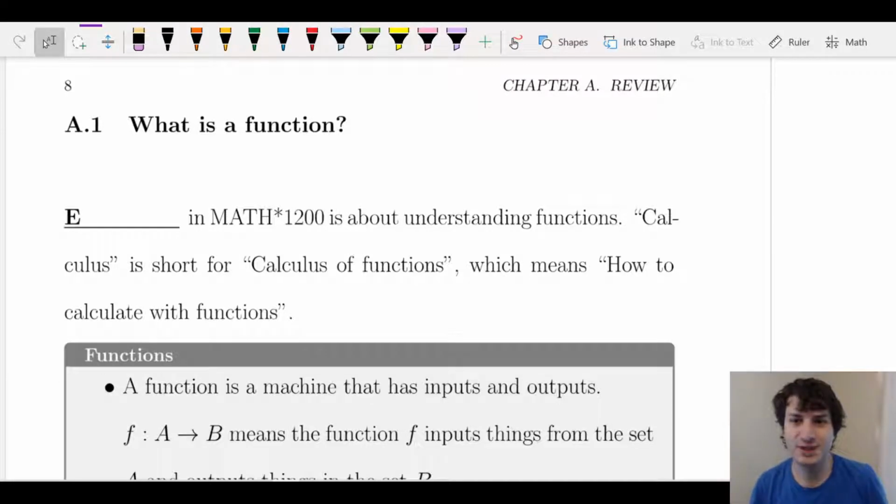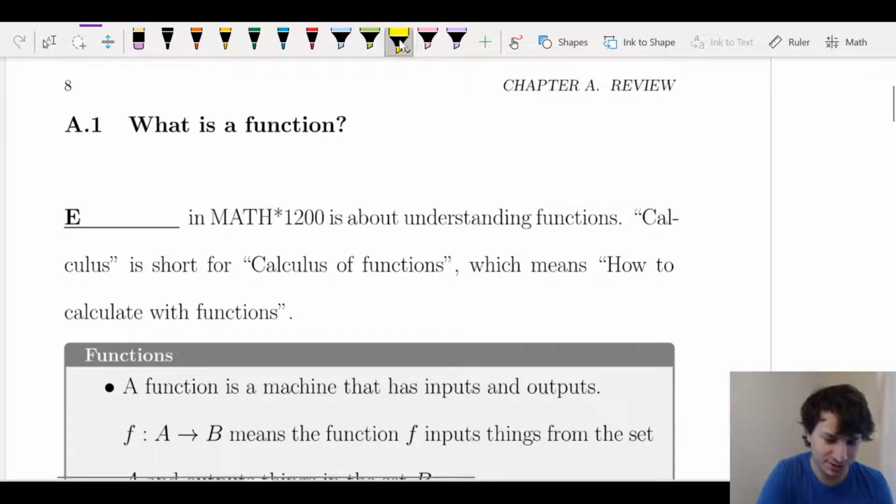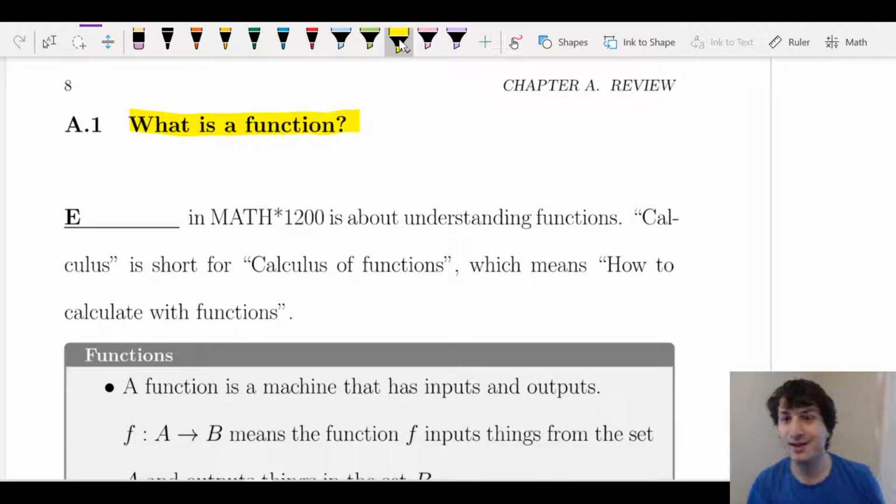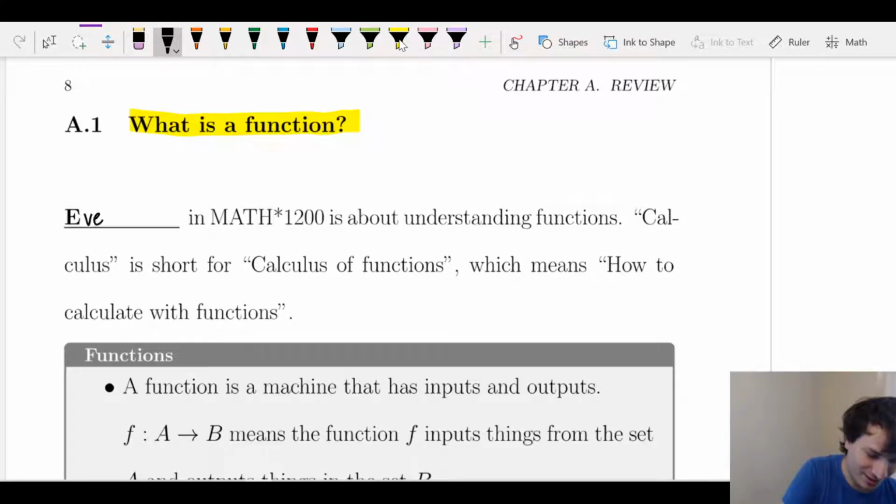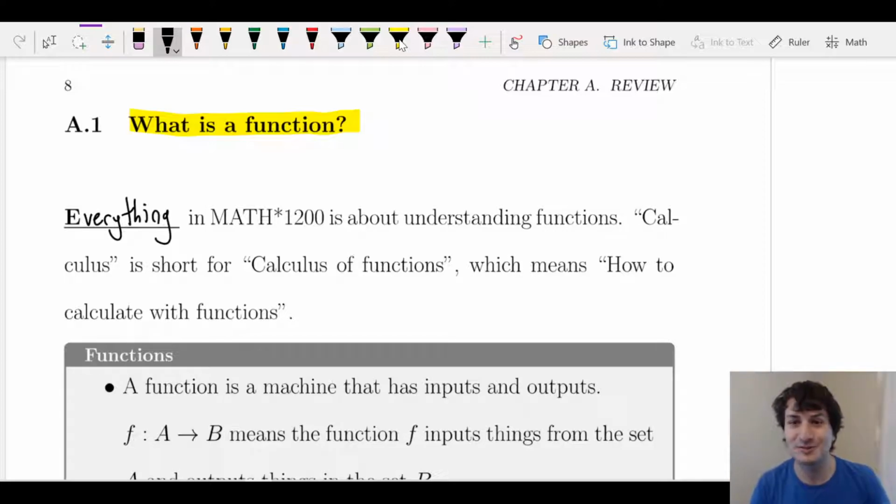Hello. So in this video, we're doing section 8.1, what is a function? And this is the most basic thing in the course, functions. So the very first line says blank in Math 1200 is about understanding functions. It starts with an E, and the answer is everything. Everything in Math 1200 is about understanding functions.